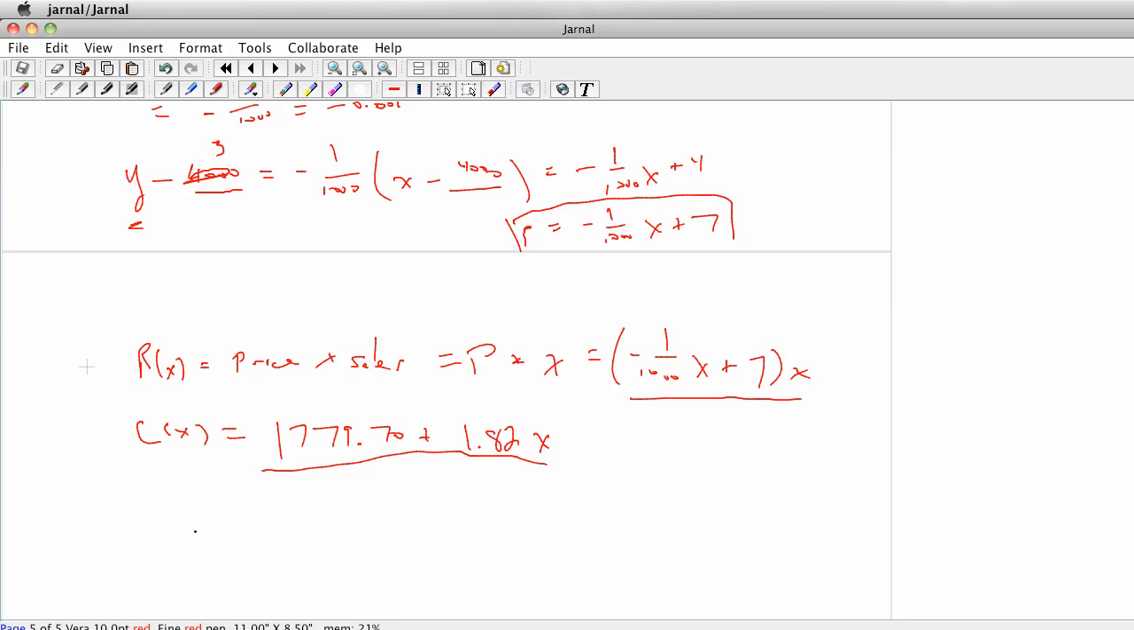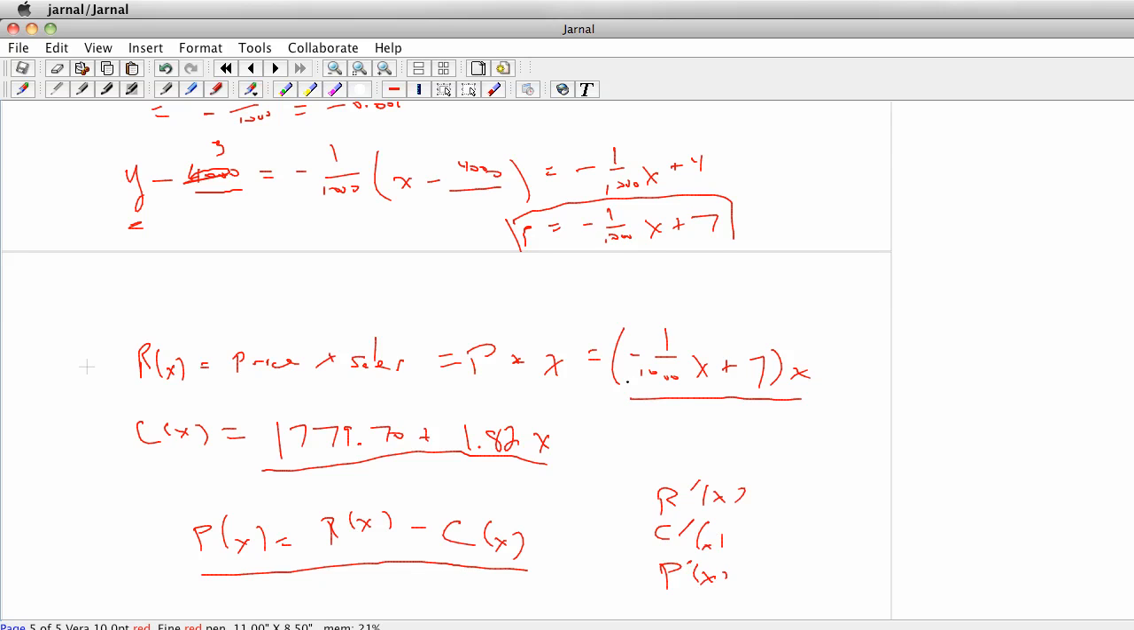So profit then is just revenue minus cost. So I would take the revenue function that I have created and subtract the cost function that I've created. And now you'll be able to do any of the questions. If it asks about marginal revenue, if it asks about marginal cost, if it asks about marginal profit. Any of those things are easy to do now that we have all three formulas. We have our revenue function, our cost function, and then our profit function.